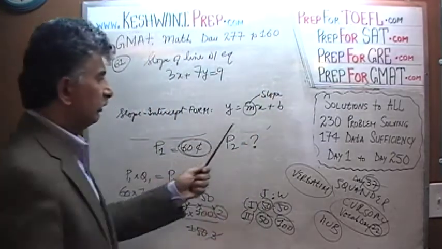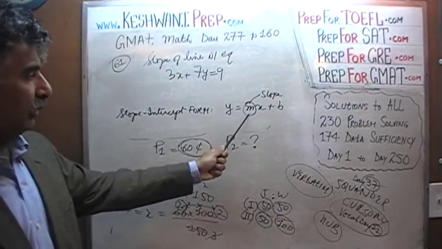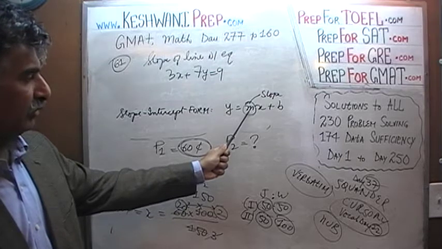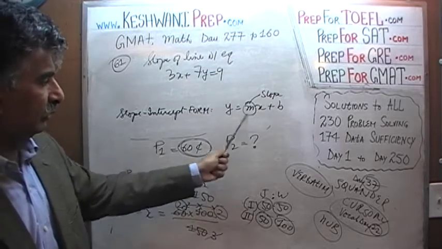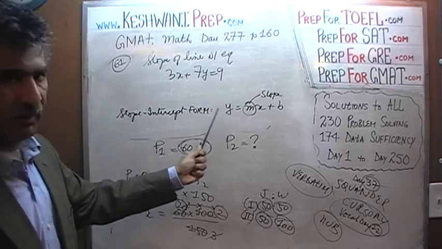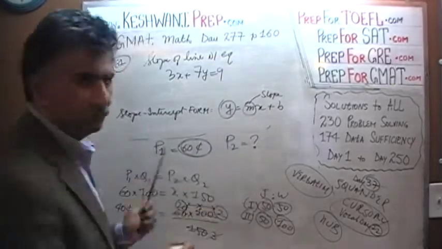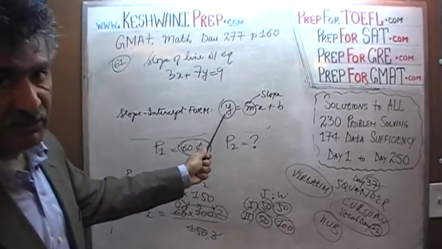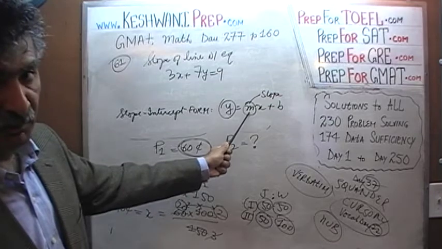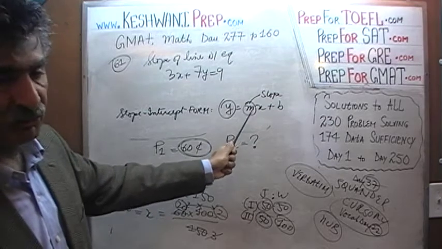We have to figure out the value of this m here, the slope, but before we can actually figure out the value of the slope, we have to first write the equation in this form. In other words, we have to get the y by itself. Once we have gotten the y by itself, then whatever coefficient appears attached to x, that's your slope.